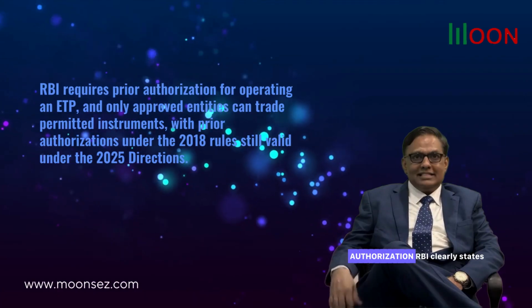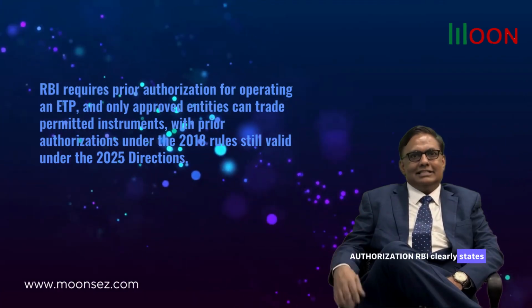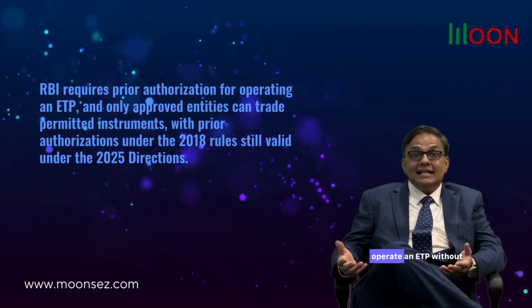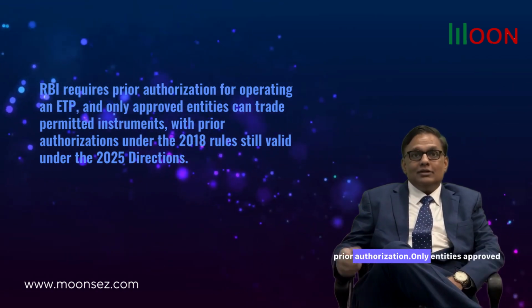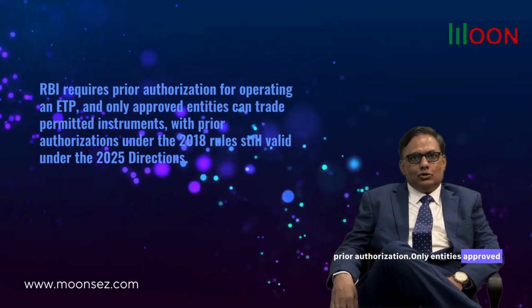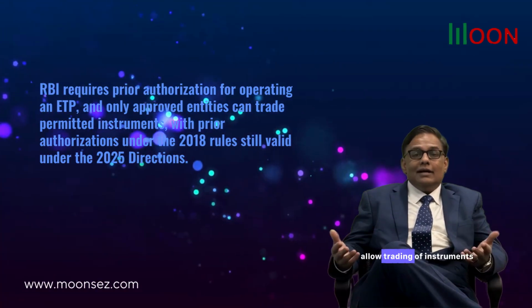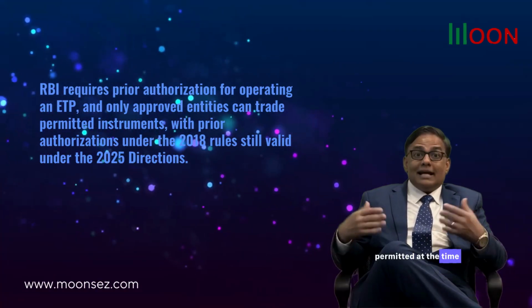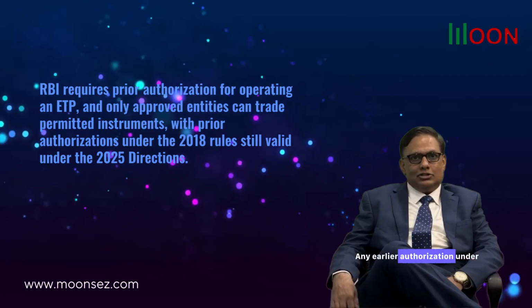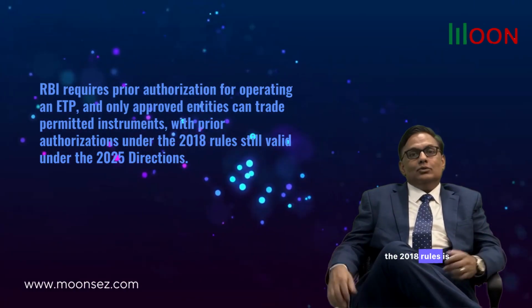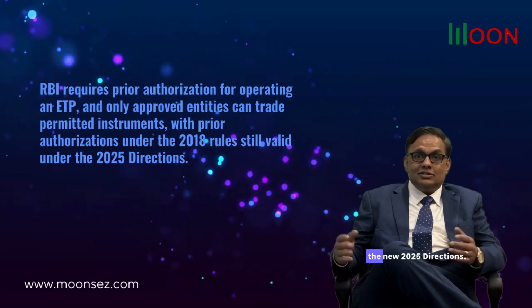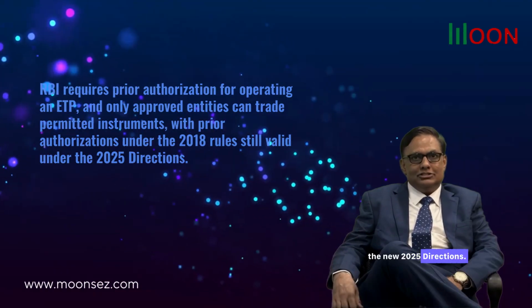compliance. Authorization. RBI clearly states that no entity may operate an ETP without prior authorization. Only entities approved by the RBI may allow trading of instruments permitted at the time of authorization. Any earlier authorization under the 2018 rules is treated as valid under the new 2025 directions.